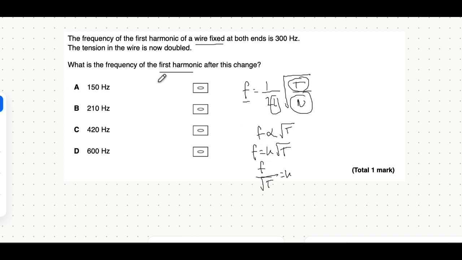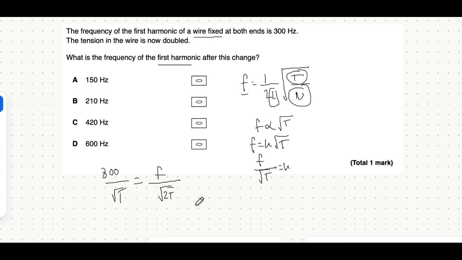Now, that means that the frequency of 300 divided by the initial tension, which let's call root t, is equal to this new frequency that we're looking for divided by the tension when it's now doubled. So square root of 2t now, because t has turned into 2t. Let's rearrange to make frequency the subject of this formula. When we do that, we get frequency equals 300 multiplied by root 2t all over the square root of t.